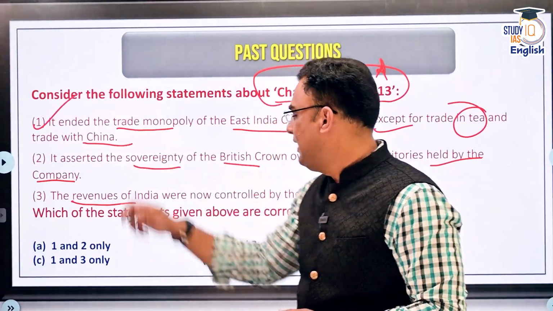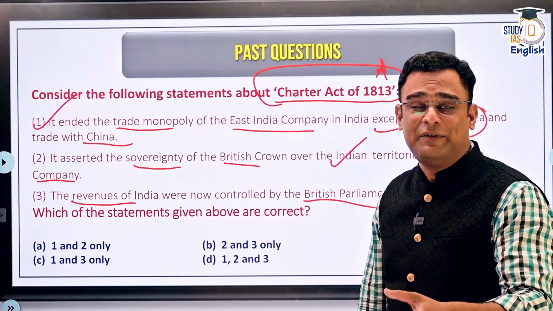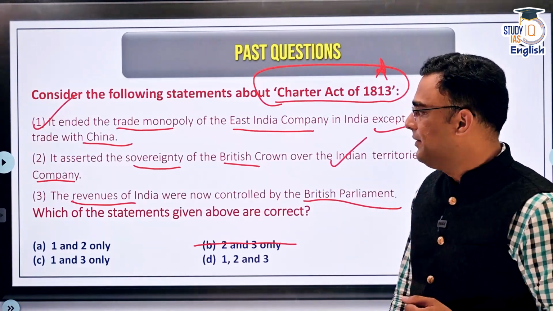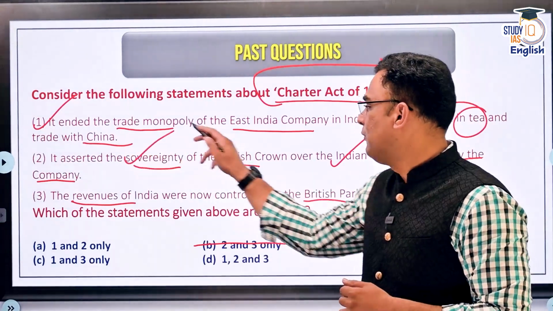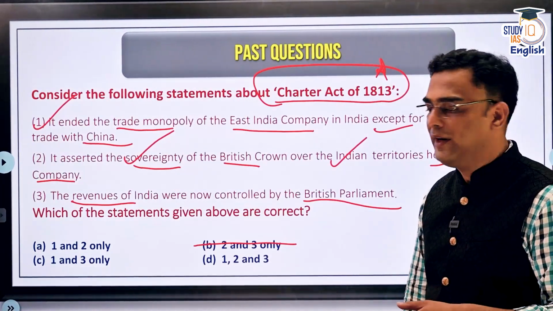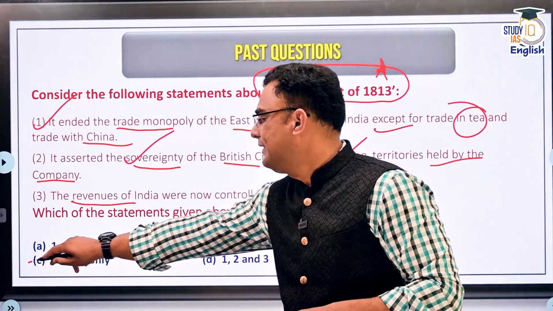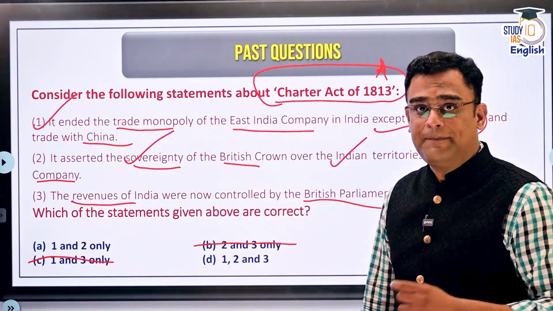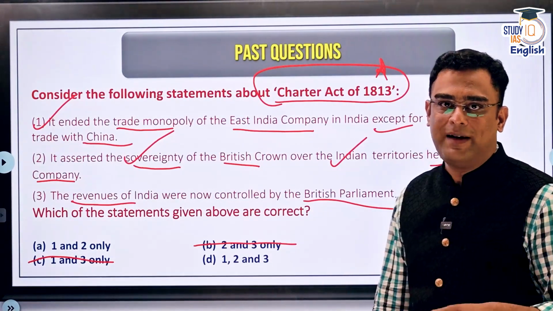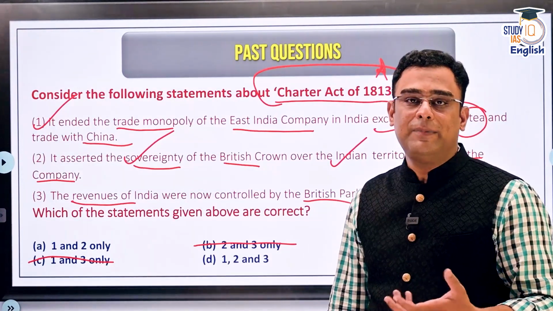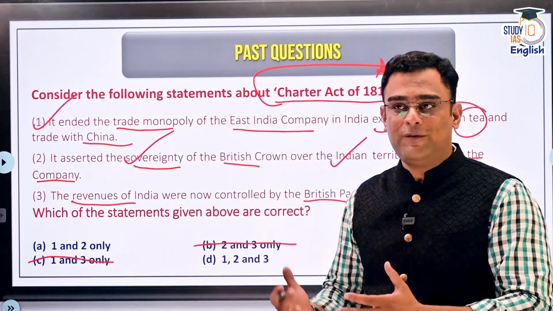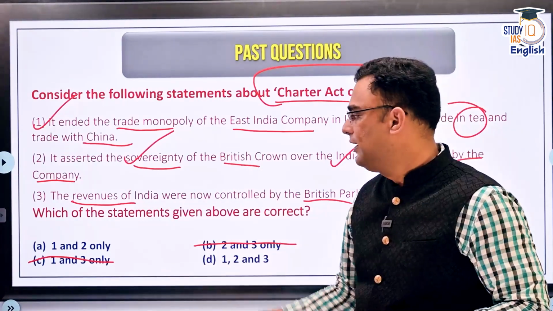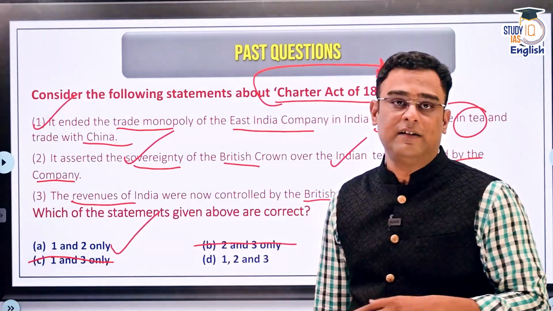The first statement is obviously right, and I'm sure every UPSC aspirant worth his salt knows this. If you know it, then you can easily eliminate answer option B. Second, it asserted the sovereignty of British Crown over the Indian territories. The statement is also right. So answer option C also gets eliminated. You are left with two options, A and D. The third statement, that is revenues of India were now controlled by the British Parliament, is an incorrect statement because East India Company in the first place needed finances. The court of directors, the shareholders, they had invested money. So at this stage, that was not the case. So statement 3 was not right, and that gives you the answer option A.